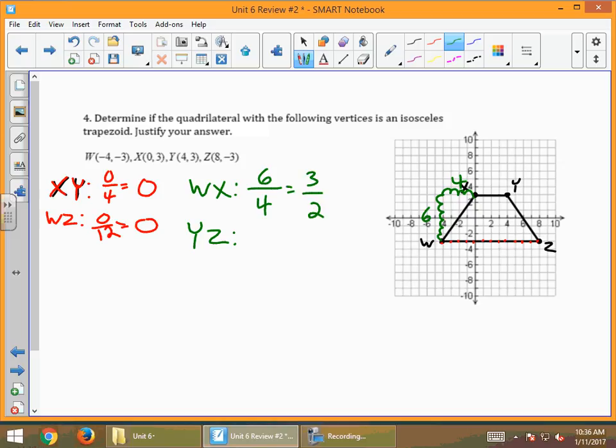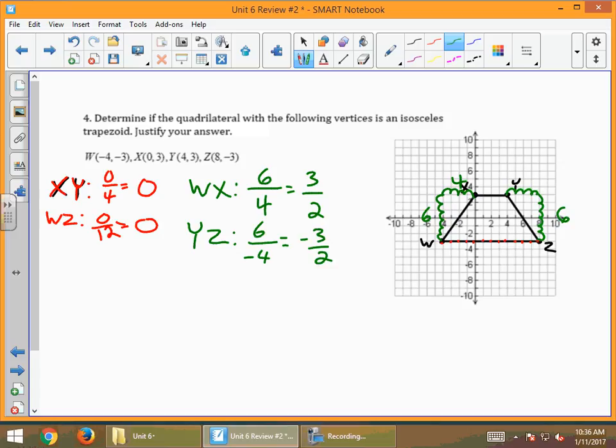All right, well, let's look at the other one. Let's look at ZY over here. If I go from Z to Y, where do I have to go? Up. 1, 2, 3, 4, 5, 6. 6 over 1, 2, 3, 4. But I went to the left 4, so what does that mean? It's negative. So up 6, negative 4. 6 over 4 is the same number, but it's now going to be a negative 3 over 2.